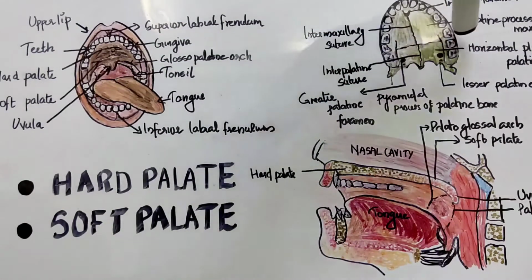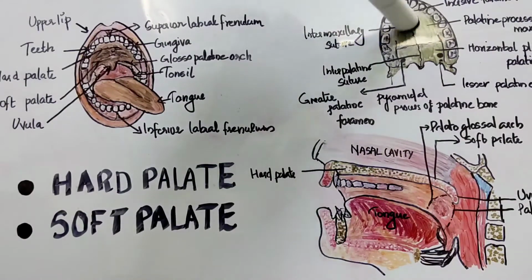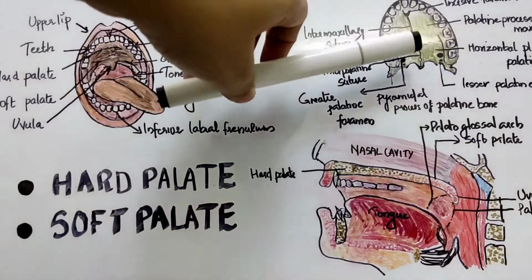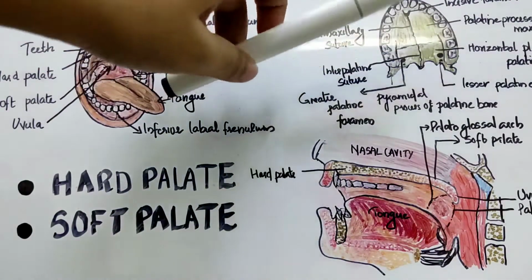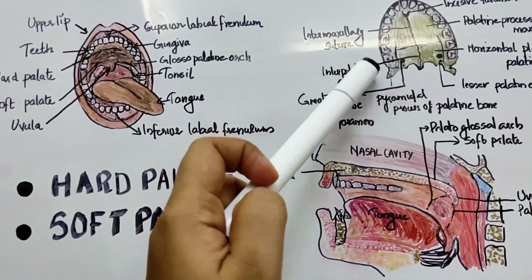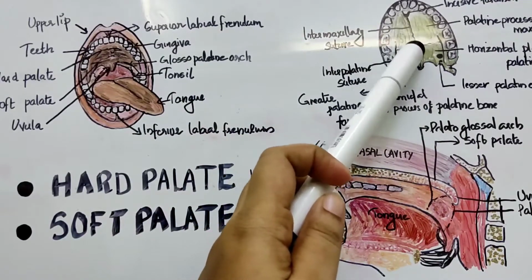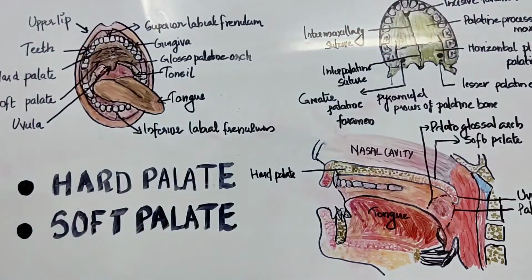The bones of either side are joined by means of the intermaxillary suture. That is, the palatine processes of maxilla of either side are joined by the intermaxillary suture, and the horizontal plates of the palatine bones are joined by the interpalatine suture. So it is a sutural joint.